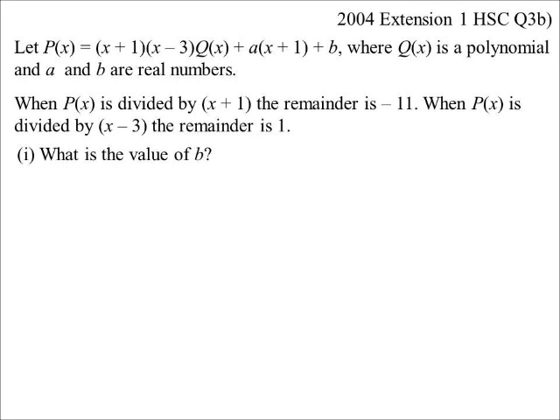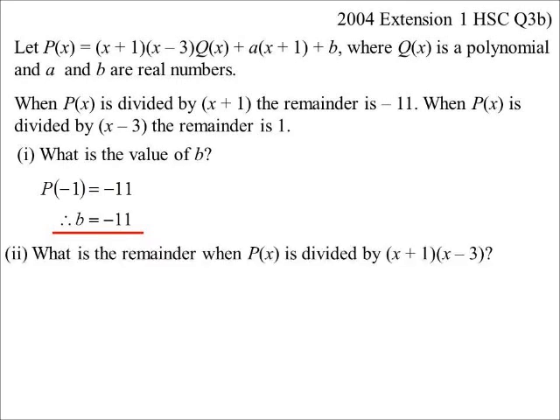When polynomial P(x) is divided by x + 1, the remainder is -11. And when it's divided by x - 3, the remainder is 1. What is the value of b? Okay. P(-1) is -11. b is -11, because this first expression will become a 0. The second one will become a 0 as well, and we're just left with b. So b is -11.